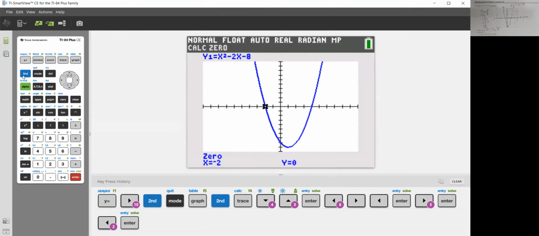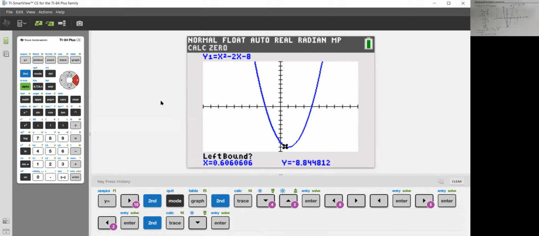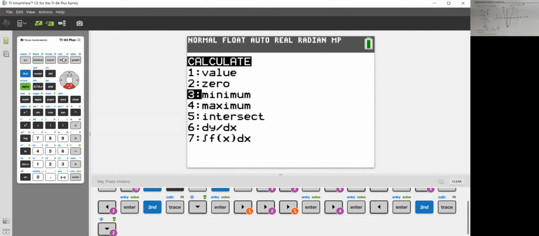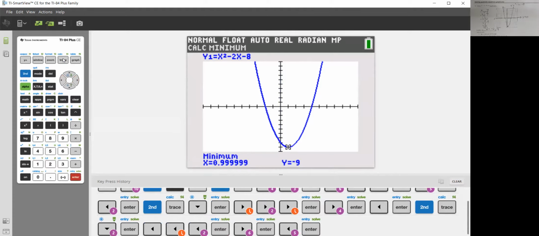We can do the same thing to find the other number. We can go to second calc and find the zeros of the graph. Left bound, right bound, and a guess in between gives me the 4. The other thing I said is that you can also find the minimum. If you want to find your vertex, you can also find the vertex of the graph, which would be what? 1, -9, I believe, is what I found. It's a little bit off from 1, but 0.99 repeating is 1. Okay, so that is that.